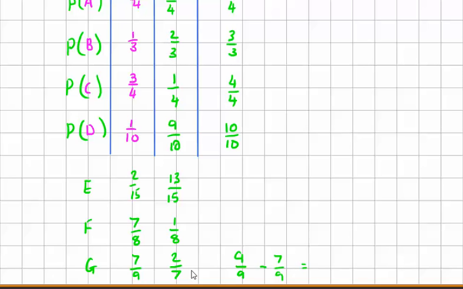Sir, do you mean those could be equivalent fractions? For example, 7 over 8 and 1 over 8? No, they're not equivalent because they're different. They go together in a probability sense. Okay. Alright.